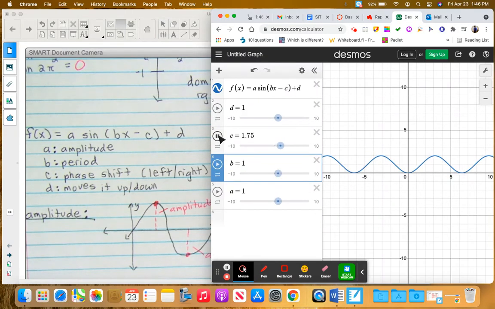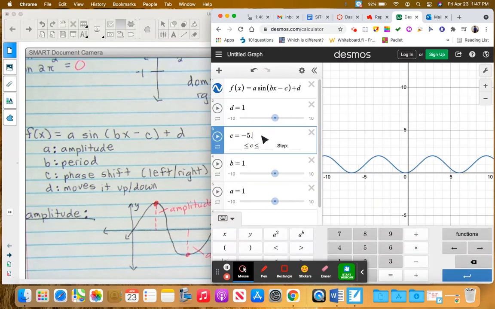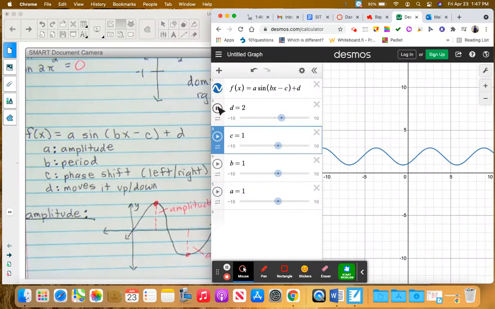All right, let's see what C does. C is going to move your graph left or right. Notice how my graph is shifting left and right. The whole entire graph is not stretching vertically or horizontally, it's moving left or right. I'll set this back at 1. And finally, let's see what D does. D is going to move it up or down. Notice the whole entire graph is being moved up or down. So this is the effect that A, B, C, and D have on my sine graph.